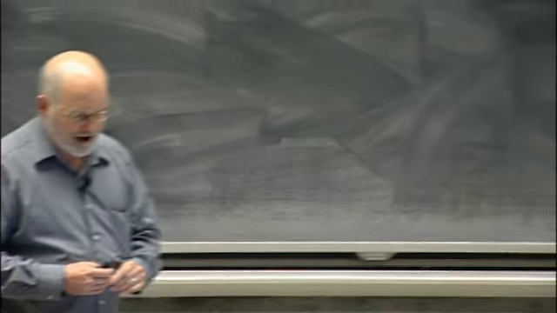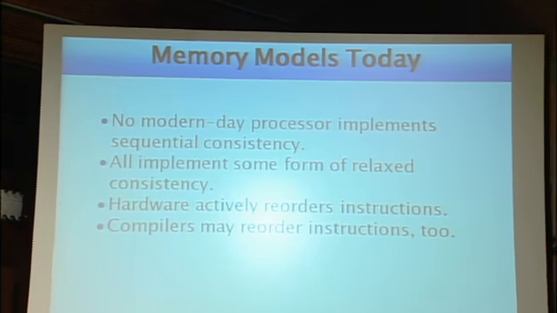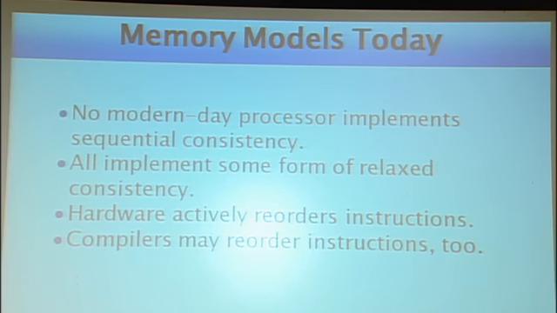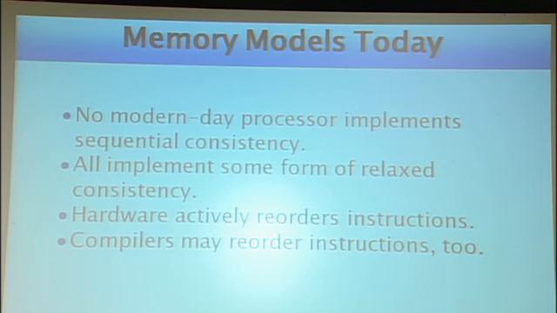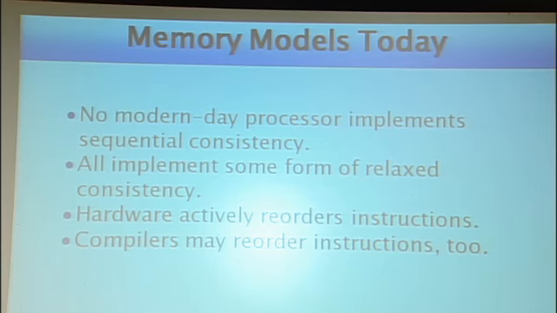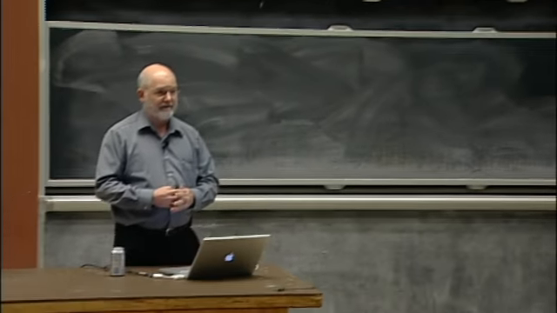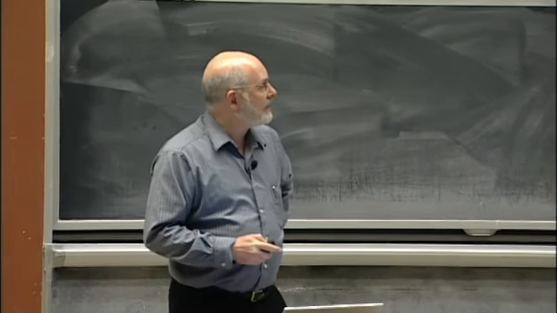no modern-day processor implements sequential consistency. Okay, there have been machines that were built, actually quite good machines, that implemented sequential consistency, but today, nobody implements it. Okay? They all implement some form of what's called relaxed consistency, where the hardware may reorder instructions. And so you have things executing not in program order, and the compilers may reorder instructions as well. Okay, so both the hardware and the software is going in there. So let's take a look at that.